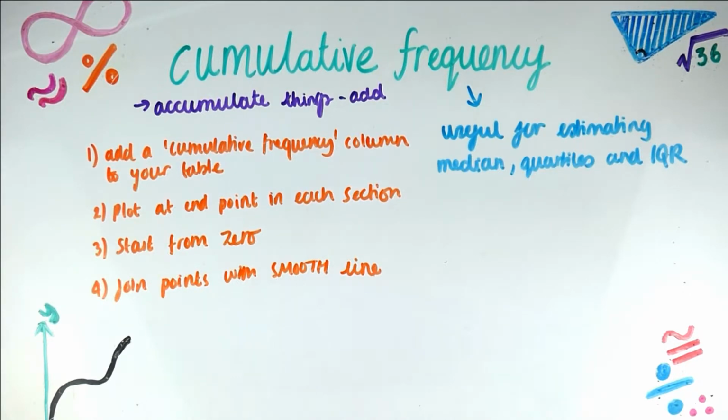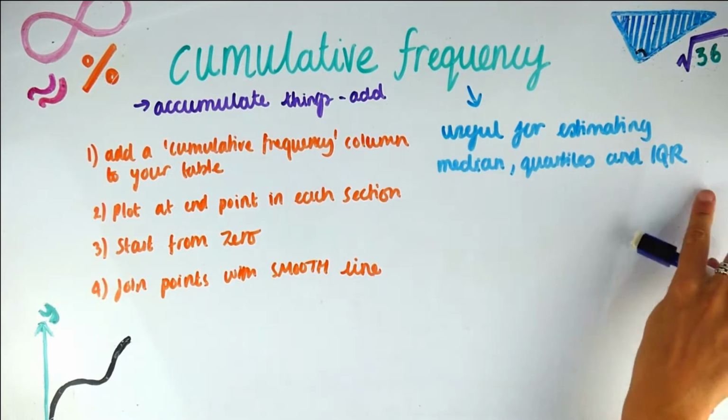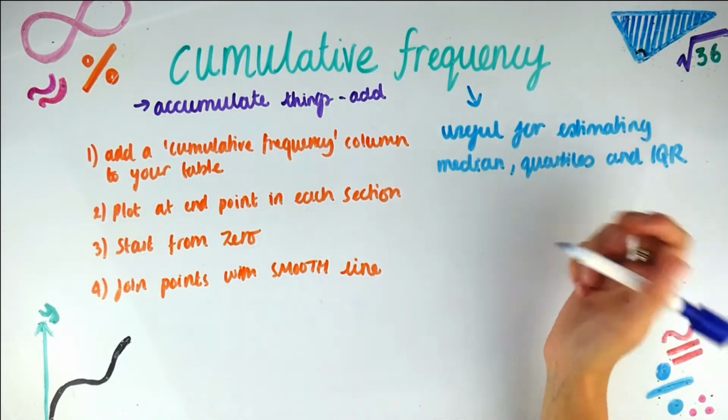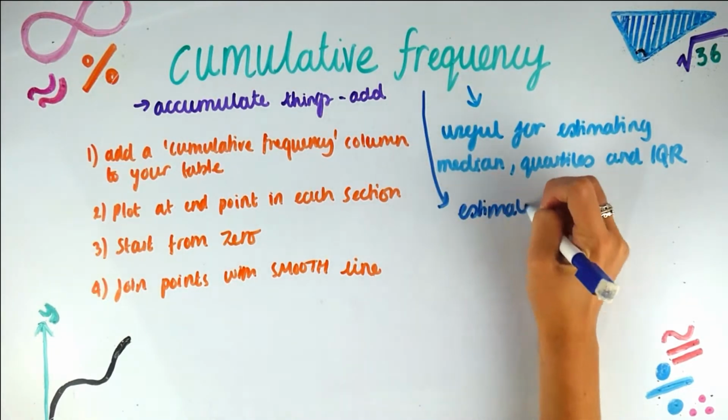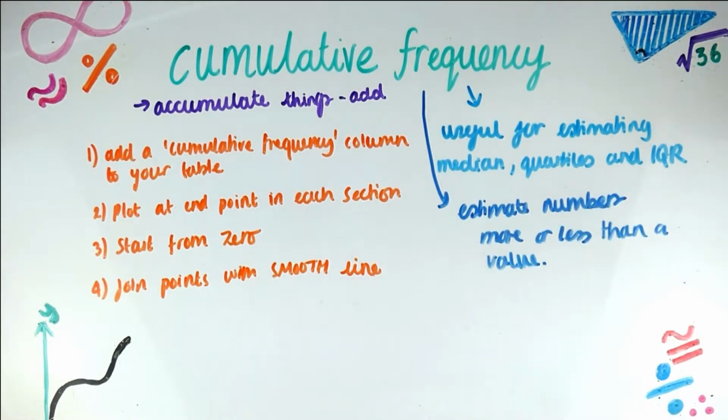Point 2 is plot at the endpoint in each section. Again, that will become a lot easier when we put that to an example. Point 3 is that you start your graph from 0, and point 4 is just join up the points you've plotted. We will run through all of those steps when we do the example. When we've drawn it, there are useful things we can do: getting the values for the median, quartiles, and interquartile range, and also estimating numbers more or less than a value. So let's look at our first example and see all of this in use.